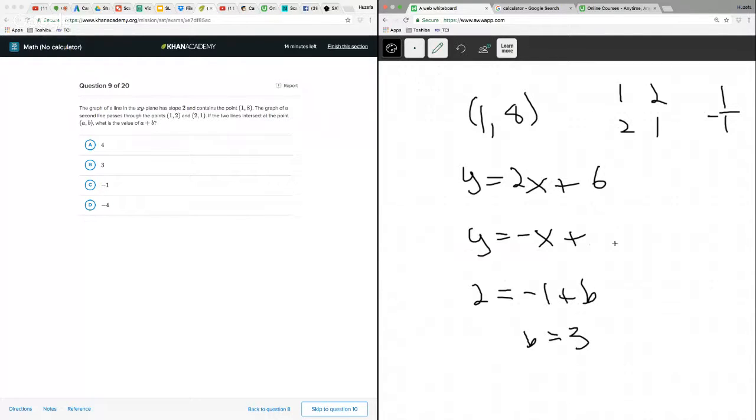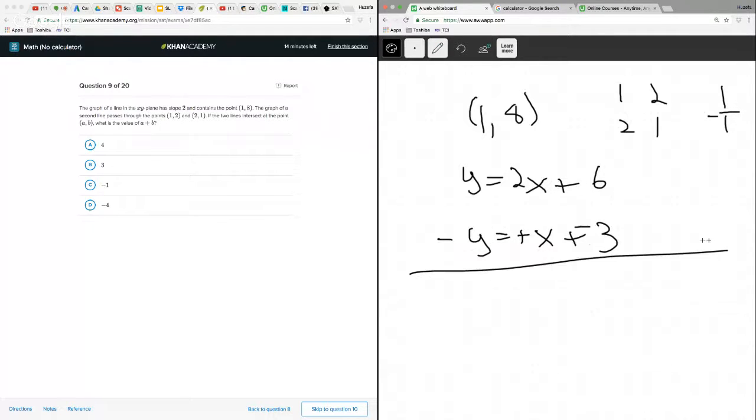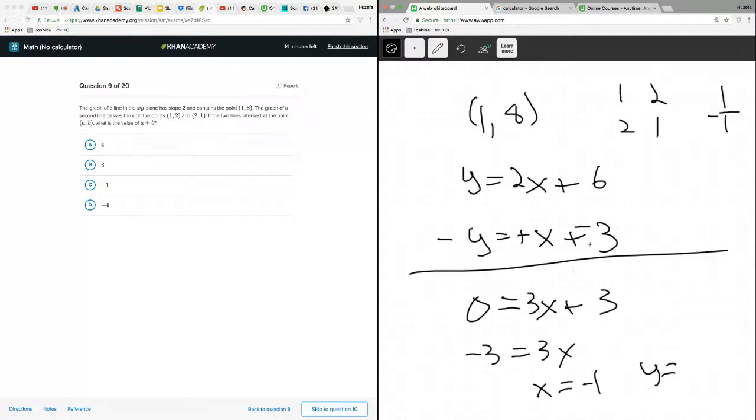And then we've got this guy and this guy. Let's see what we can do. Now I'm going to make this whole equation negative and combine them. It's just systems of equations. 0 equals 3x plus 3. Negative 3 equals 3x, so x equals negative 1. And we plug it back in here: negative 2 plus 6, so y equals 4, right? Wait, did I do that right? y equals 4.